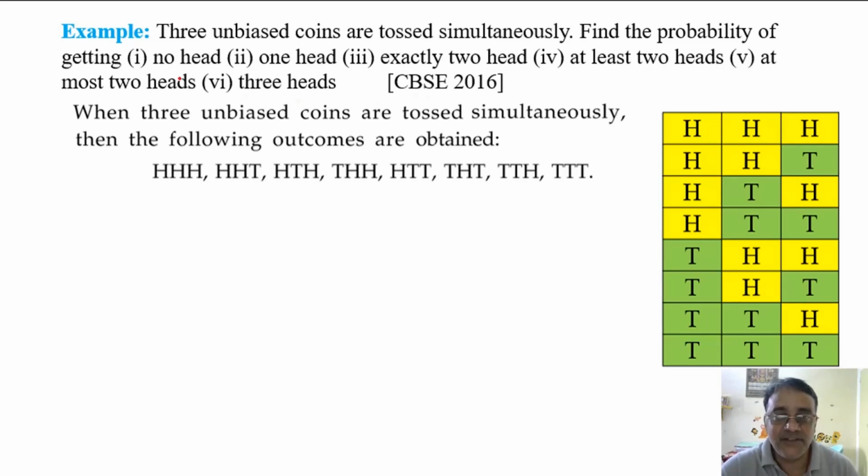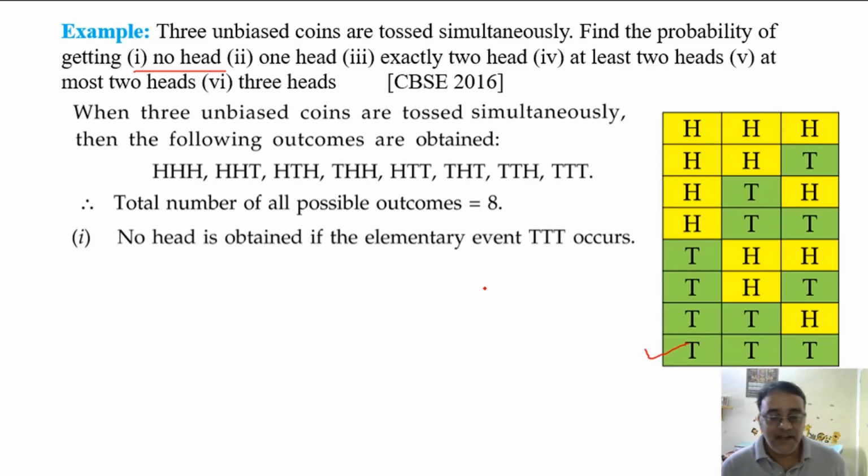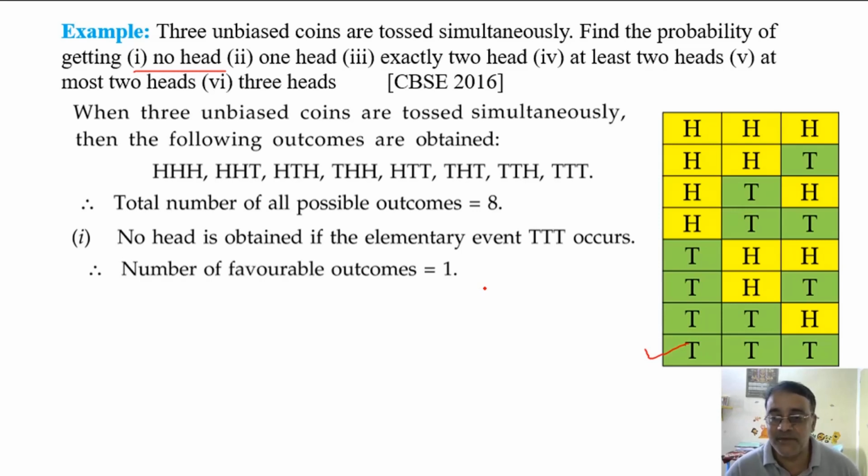Okay, we'll start with the first one, 0 heads. How many times are there 0 heads? One time. So the total number of all possible outcomes is 8, and no head is obtained if the elementary event TTT occurs. So the number of favorable outcomes is 1. So what is the probability? 1 by 8.